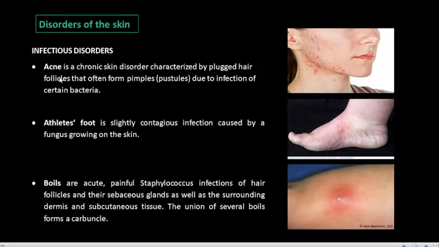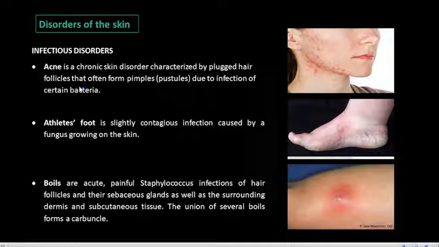Number 1 is acne. Okay? This is a chronic skin disorder. When you say chronic, it is parang nawawala, bumabalik. No? It takes longer to heal. And it comes back if not controlled. Chronic disorder characterized by plugged hair follicles or pwedeng na-block yung hair follicles ninyo that often form pimples or pustules due to infection of certain bacteria.